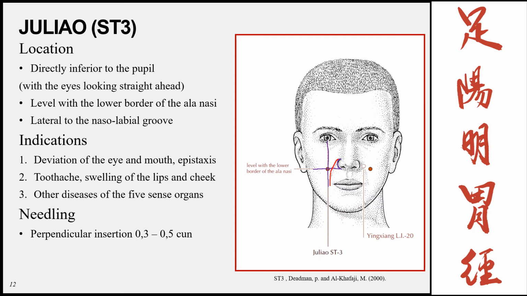Stomach 3 can be used for deviation of the eye and mouth, epistaxis, toothache, swelling of the lips and cheek, and any other disorders of the 5 sense organs. Our insertion is perpendicular, 0.3 to 0.5 tsun.